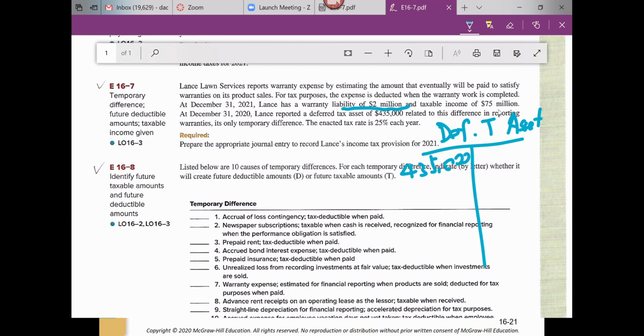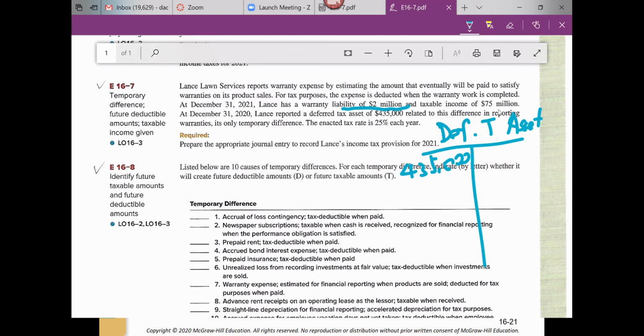Remember, when we debit warranty expenses, you need to credit warranty liabilities, right? So then, when you collect payment, you decrease liabilities, okay? Just like that, the future deductible amount is going to decrease. That's why your total future deductible amounts by the end of this year should be 2 million, okay? That's the total differences between accounting income and taxable income.